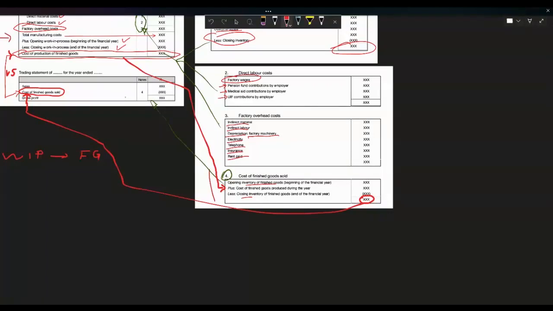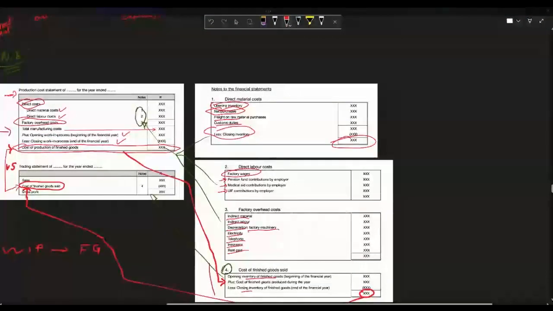We're going to take the opening inventory of finished goods, meaning the finished goods of last production, the finished goods that came from last year that we take into account this year. So we're going to take those into account. And the next thing that we are going to take into account is the cost of the finished goods produced during the year. So this year, that will come from your production cost statement.